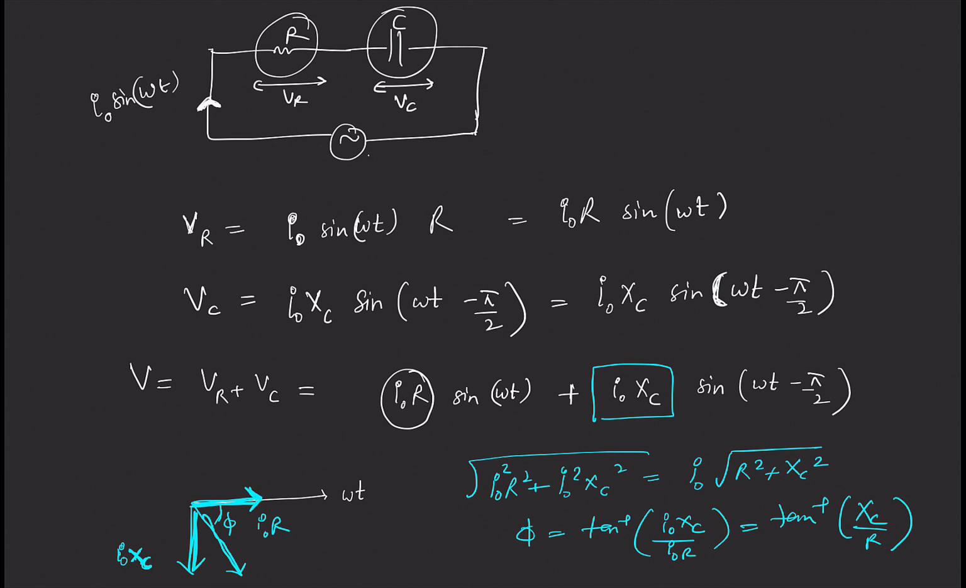So basically the resultant would be peak value V naught sine omega t plus phi, where peak value V naught is the value of the resultant, this I naught root of R square plus xc square, and this phi would be tan inverse xc by R.